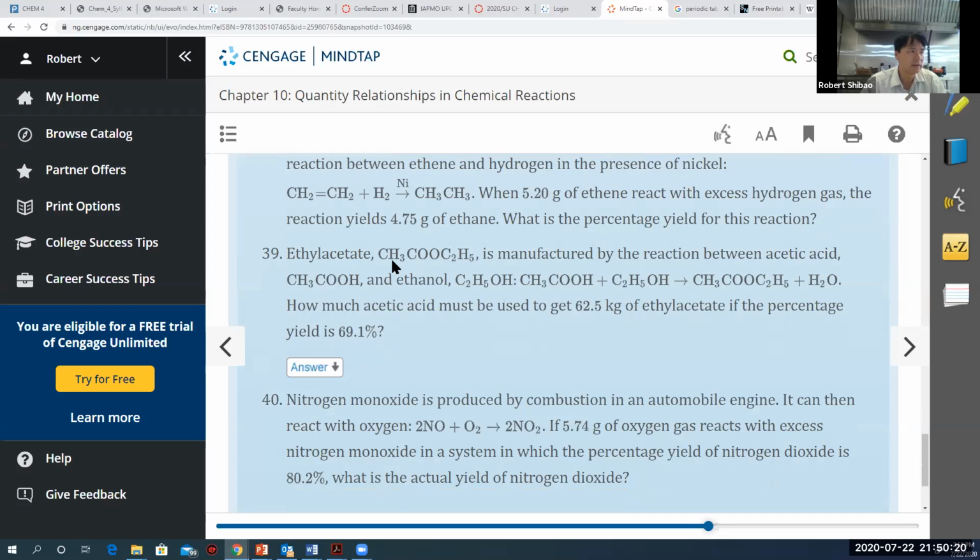Ethyl acetate is manufactured by the reaction between acetic acid and ethanol. So if we take acetic acid and ethanol, we can make ethyl acetate. Ethyl acetate smells pretty good. A lot of these esters have nice smells to them, versus the awful smells of thiols. And a lot of them are responsible for the nice smells of fruits.